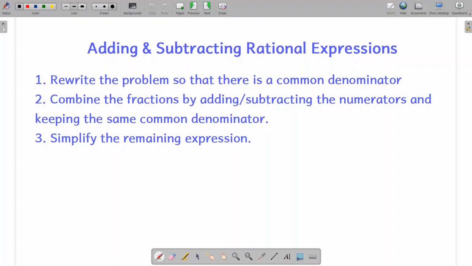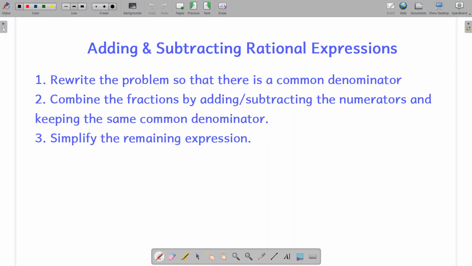Hi everybody, this is going to be our third video in Unit 8, and here we're going to focus on adding and subtracting rational expressions, which is actually going to be a little more complicated than the multiplying and dividing was. When working with fractions, adding and subtracting is harder because you have to find a common denominator. So that's what we're going to have to do here with the rational expressions.